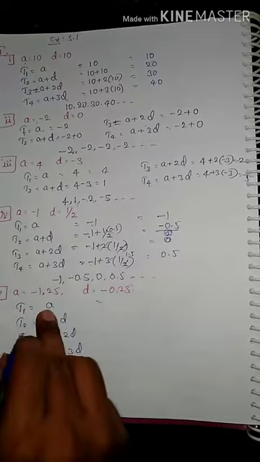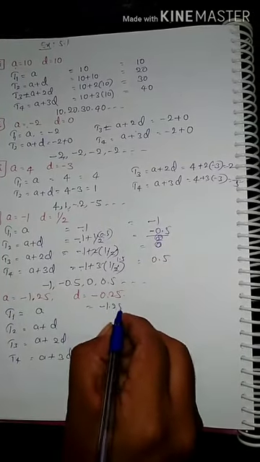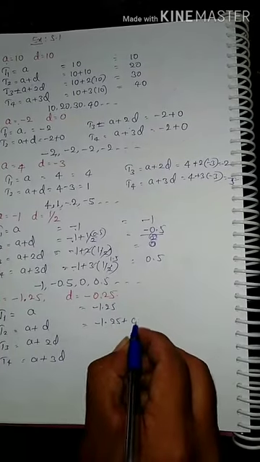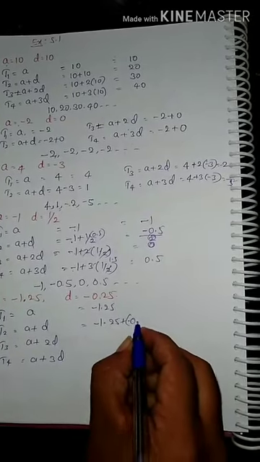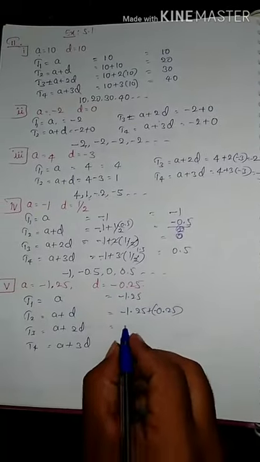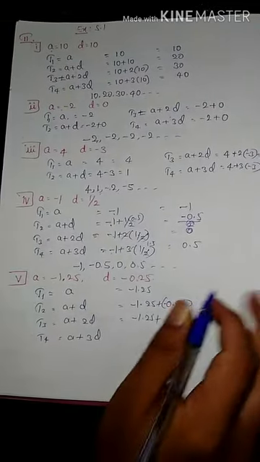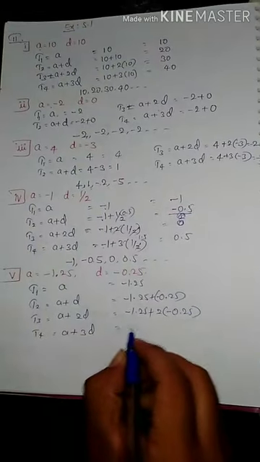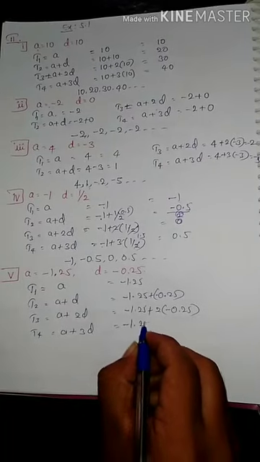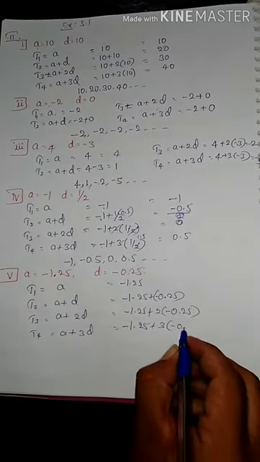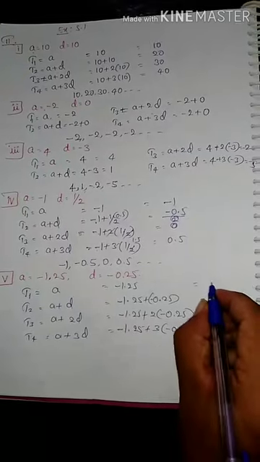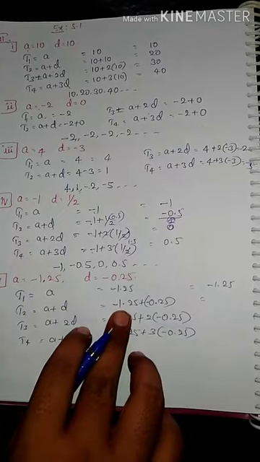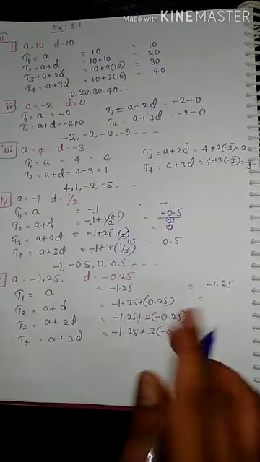So here T1 is equal to a, which is nothing but minus 1.25, and T2 is equal to minus 1.25 plus minus 0.25. T3 is equal to minus 1.25 plus 2 into minus 0.25. T4 is also the same: minus 1.25 plus 3 into minus 0.25.